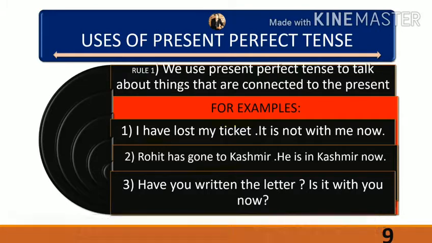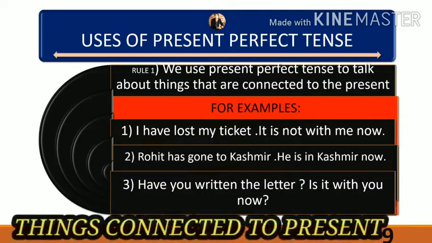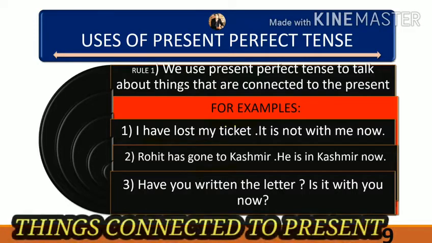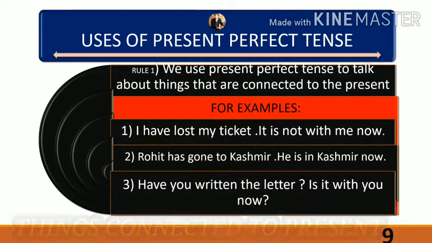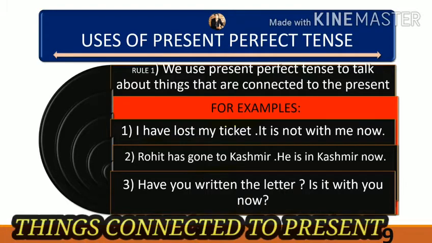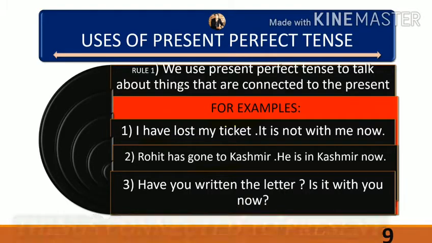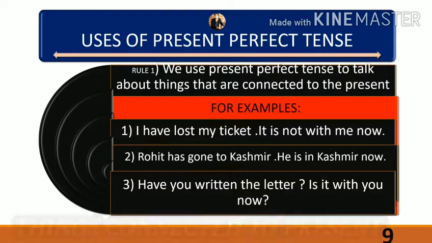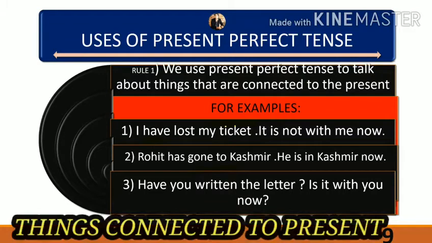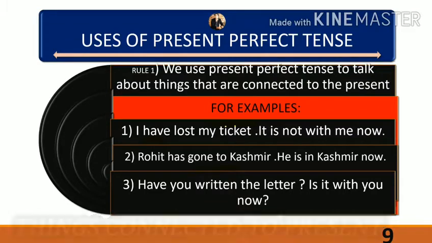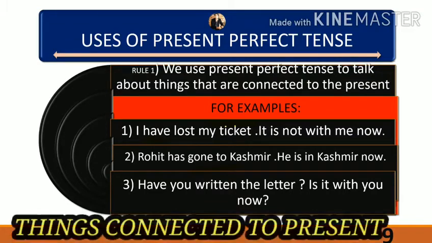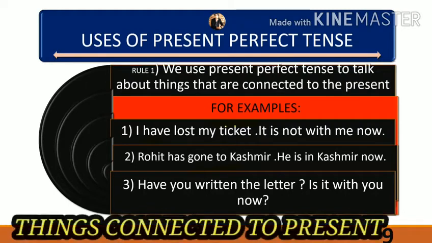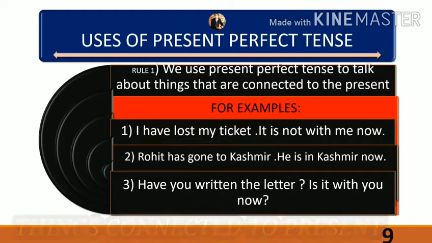When we talk about "Have you written the letter?", here you are asking a question in an interrogative sentence: have you written a letter, is it with you now? It means some time ago he was writing a letter, and he is asking whether you have written it and whether it is with you now. All these three examples are based on present perfect tense, which started in the past, but is still a part of our experience.